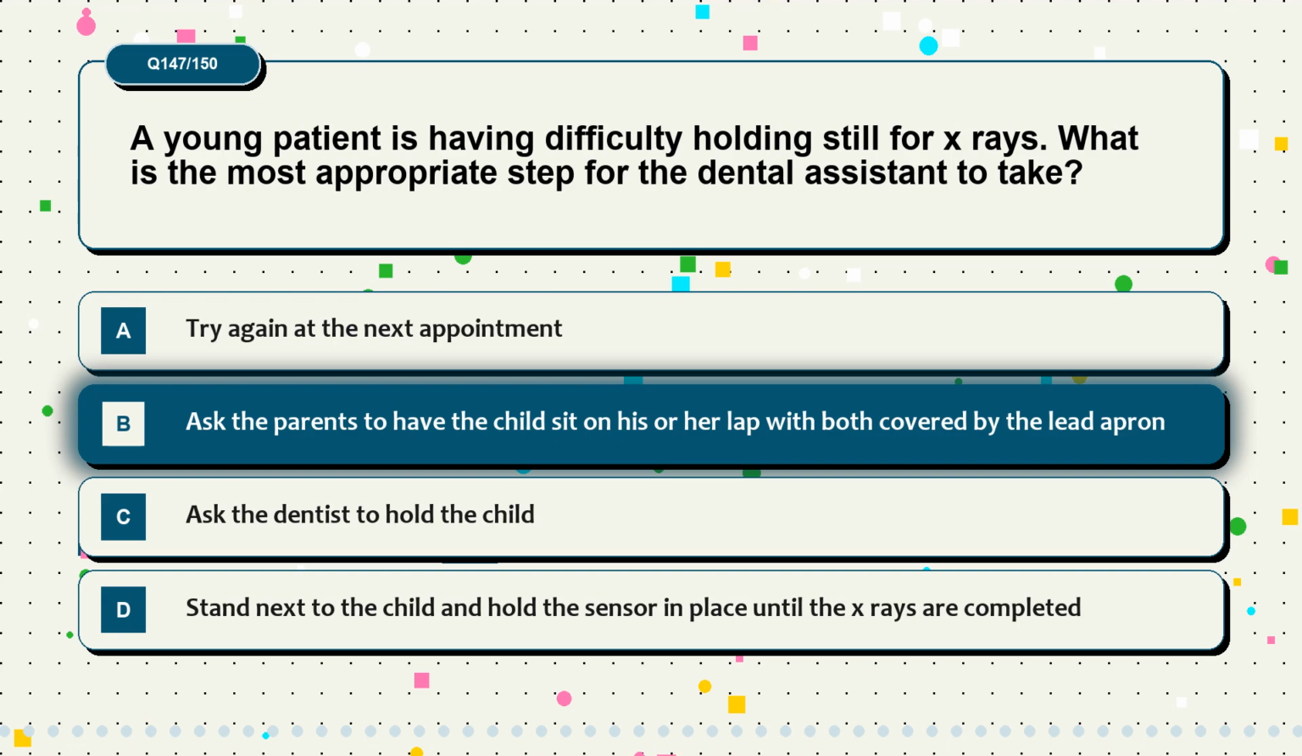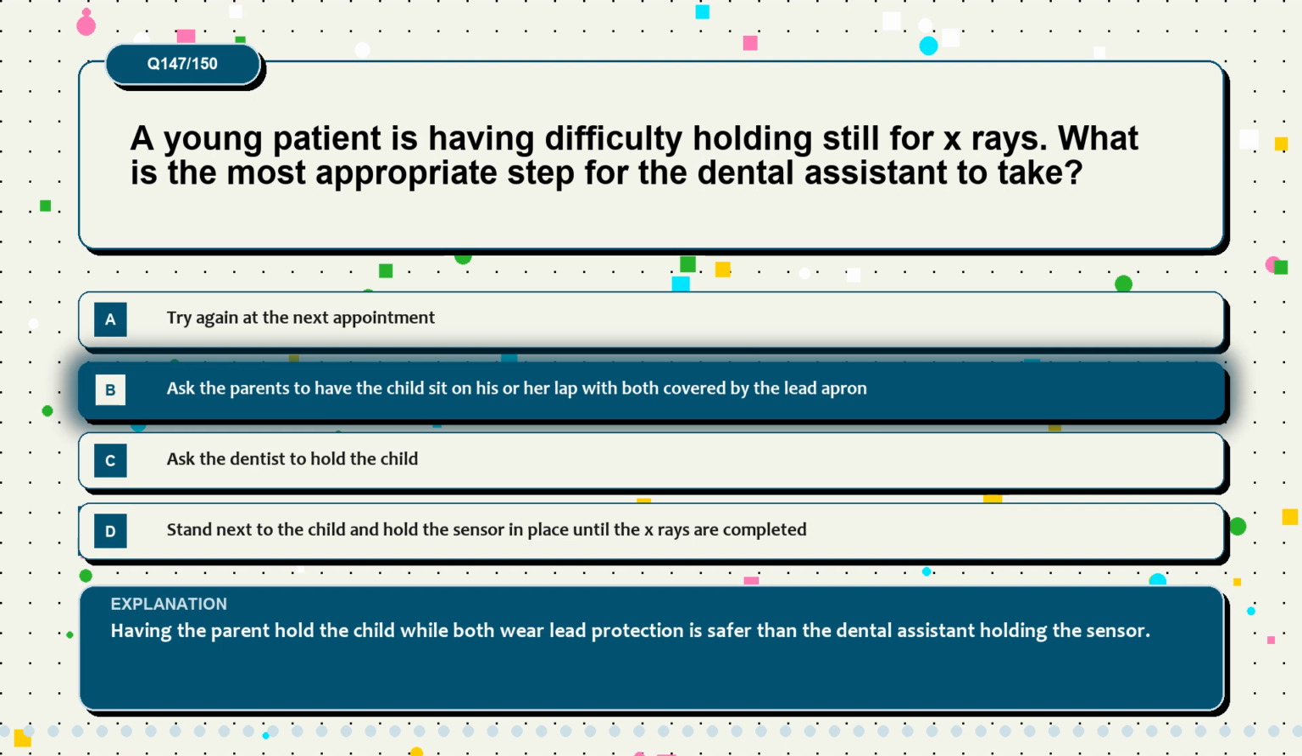The correct answer is option B. Ask the parents to have the child sit on his or her lap with both covered by the lead apron. Having the parent hold the child while both wear lead protection is safer than the dental assistant holding the sensor.